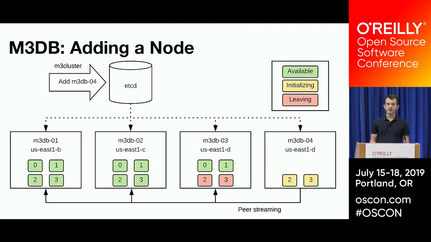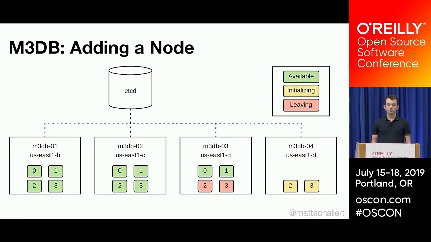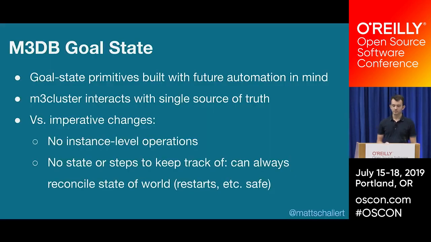It also means that we can back out of this at any time by just undoing the placement change. So if you just revert the placement change, then the nodes will stop streaming data and nothing will be deleted. So once the replace finishes, 04 realizes that it has all the data, and then it updates the placement in etcd to reflect its full ownership of the shards.